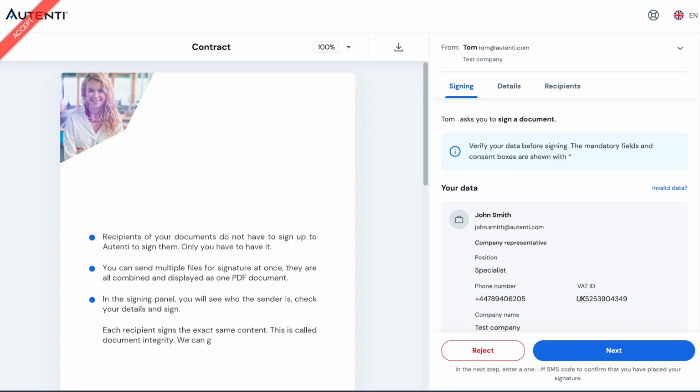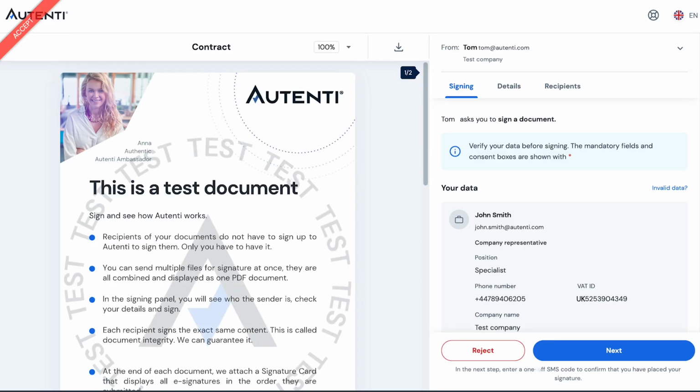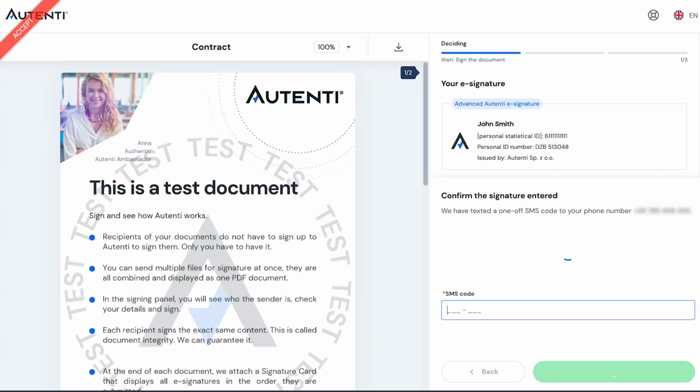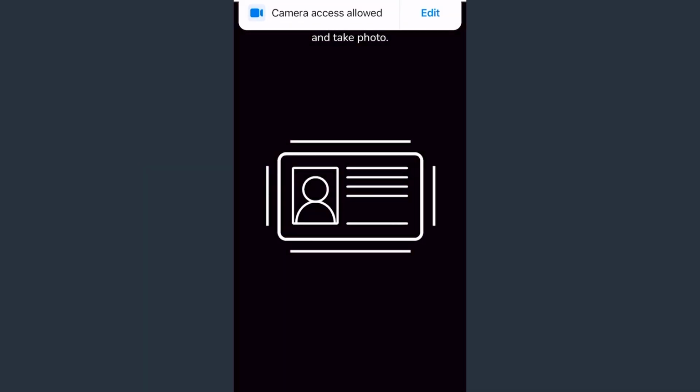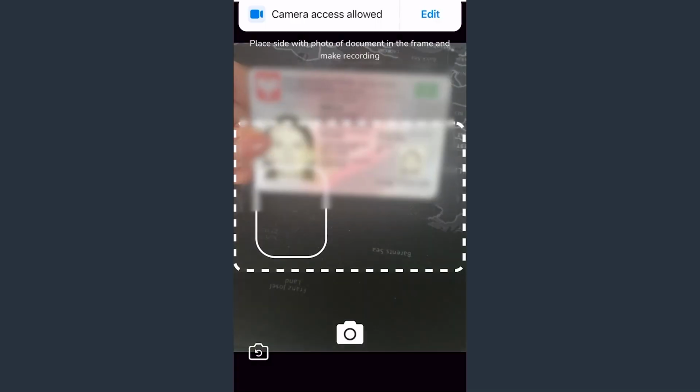Before signing, the recipient of the document will be asked to verify their identity using one of the procedures provided. The identification process is conducted in real time with immediate results. During identification, the recipient will be informed, step by step, of the actions to be taken to complete the process.